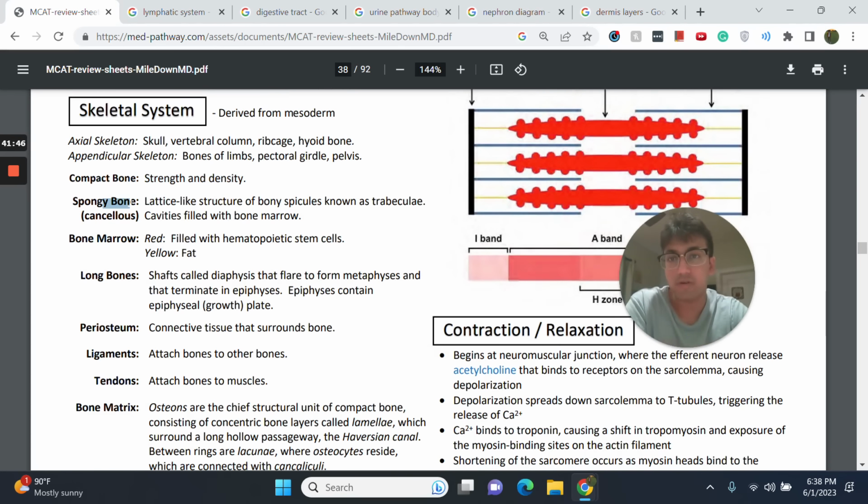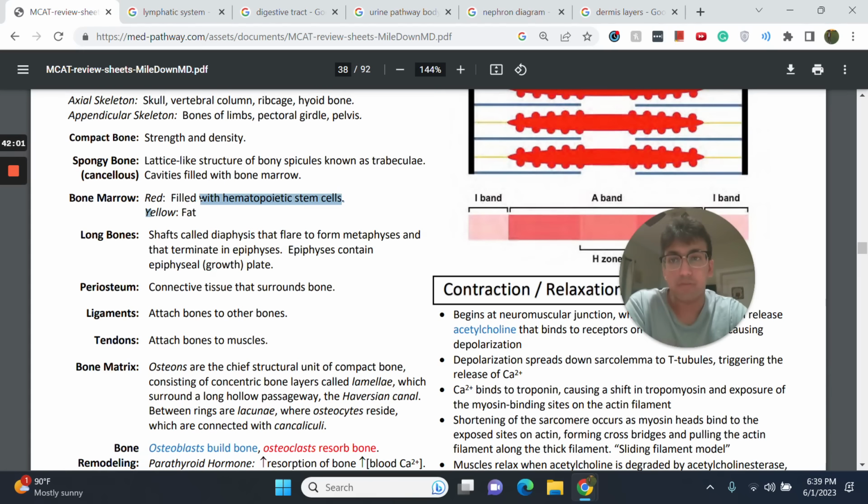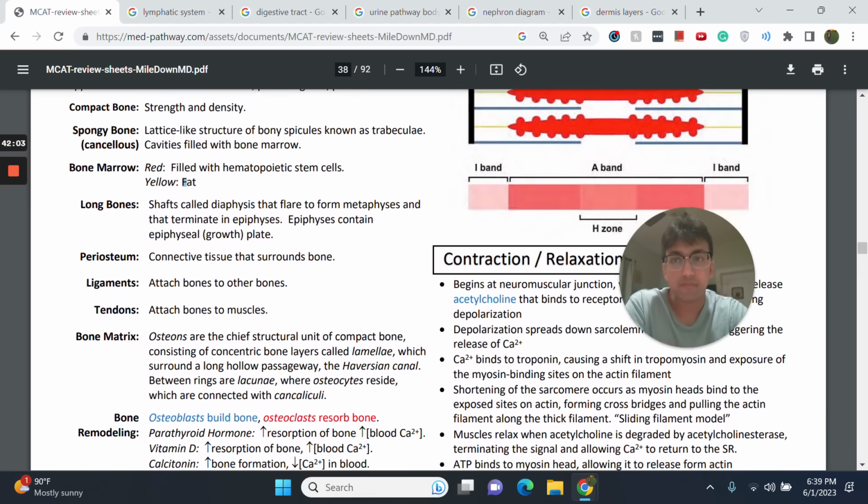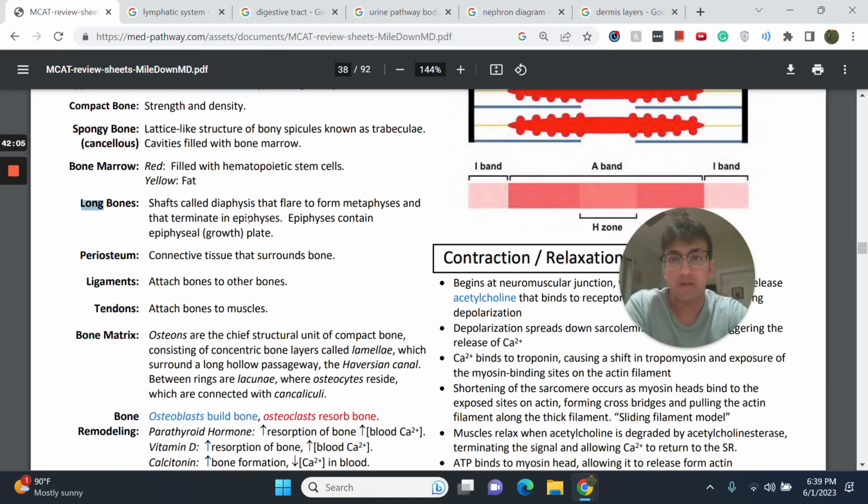You can have spongy bone, which is lattice-like. You can have the bone marrow. The bone marrow is, remember, filled with these hematopoietic stem cells, and it's responsible for producing a lot of the red blood cells. The yellow part of the bone marrow is fat. You can have these long bones. It's not super high yield to understand this, but make sure you understand some of these things. Another thing that's kind of high yield is ligaments and tendons. Ligaments attach bone and bone. Tendons attach bone to muscles.